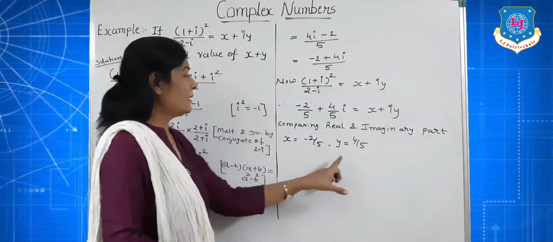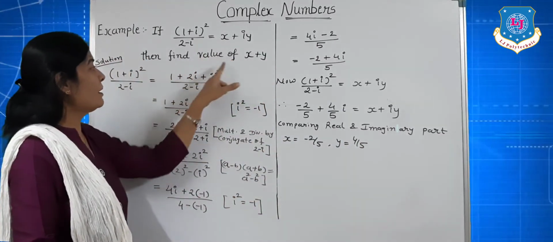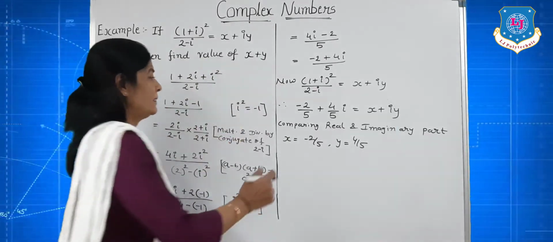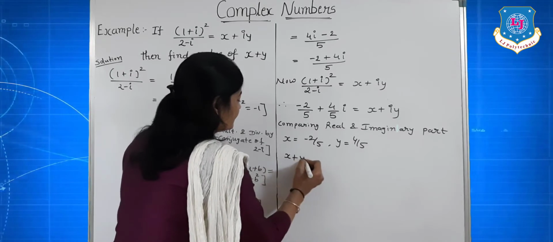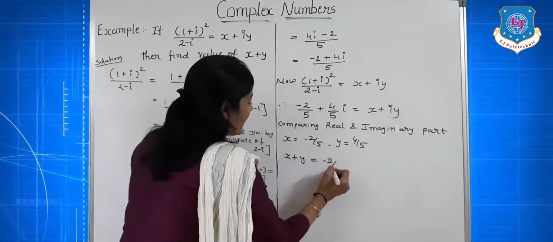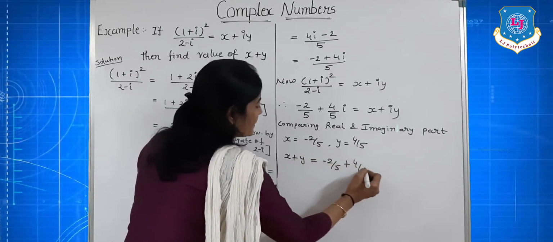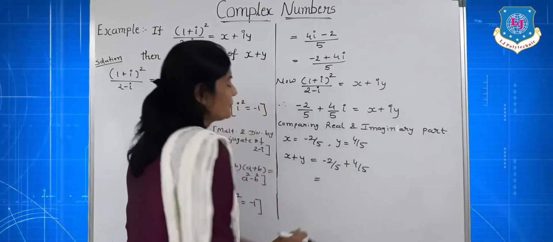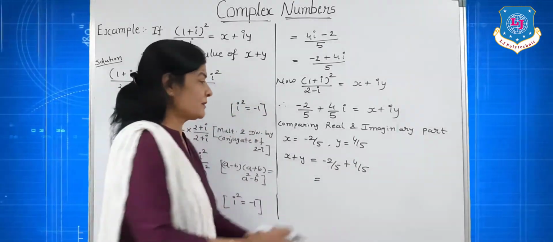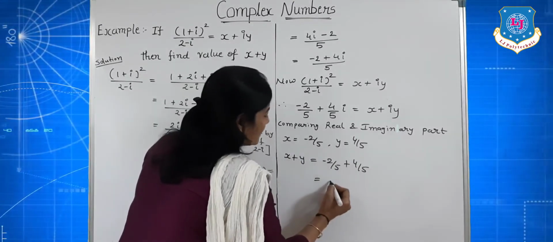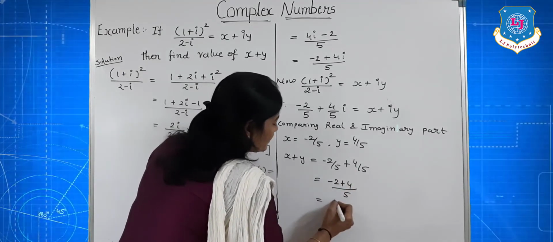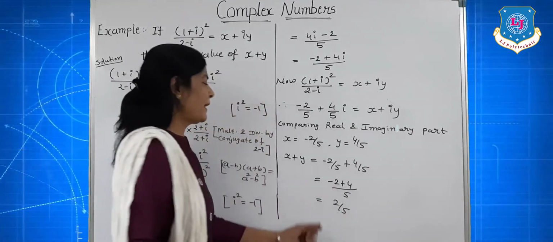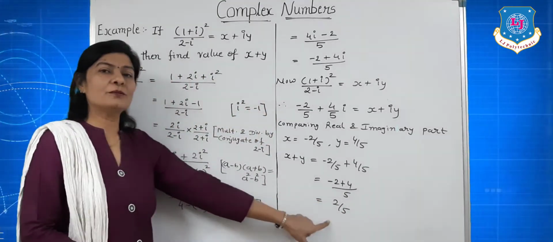Clear? Now we have to find the value of x + y. So x + y is equal to −2/5 + 4/5, which is equal to (−2 + 4)/5, is equal to 2/5. So value of x + y is equal to 2/5.